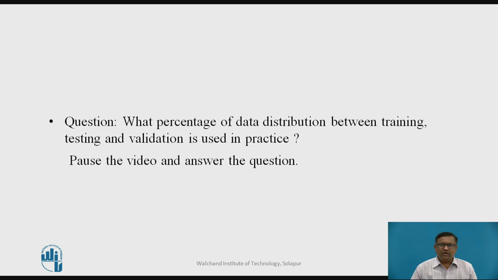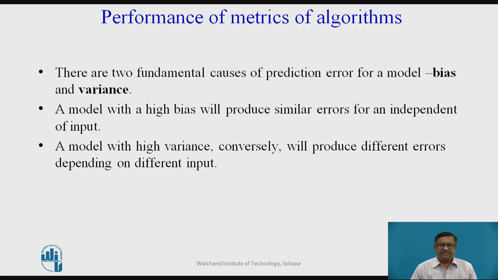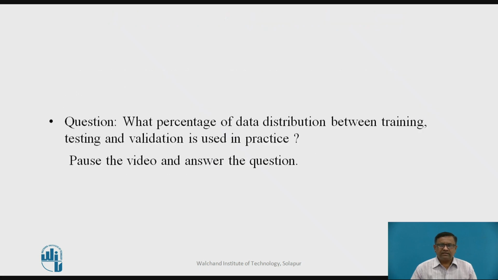Question: what percentage of data distribution between training, testing and validation is used in practice? Pause the video and answer the question. So to answer this question, the distribution between training, testing and validation is roughly 50% or more than 50% used for training, 25% used for testing, and 25% used for validation.